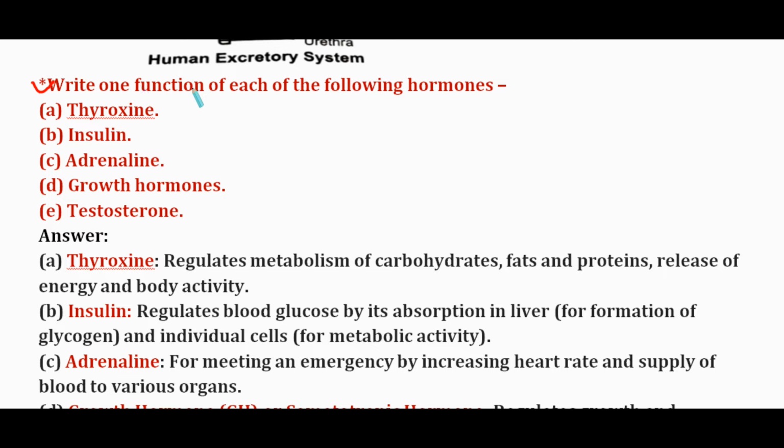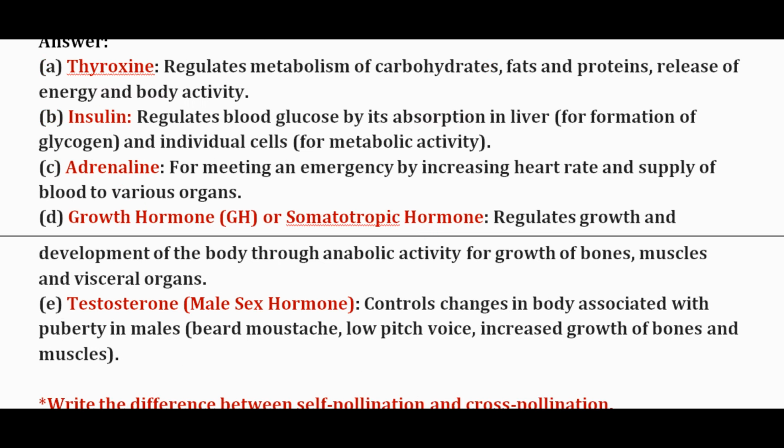Now the question: write one function of each of the following hormones: thyroxine, insulin, adrenaline, growth hormone, testosterone. And now, thyroxine regulates metabolism of carbohydrates, fats, and proteins, release of hydrogen, and body activity. Insulin regulates blood glucose by its absorption in liver for formation of glycogen and in individual cells for metabolic activity. Adrenaline is for meeting an emergency by increasing heart rate and supplying blood to various organs.